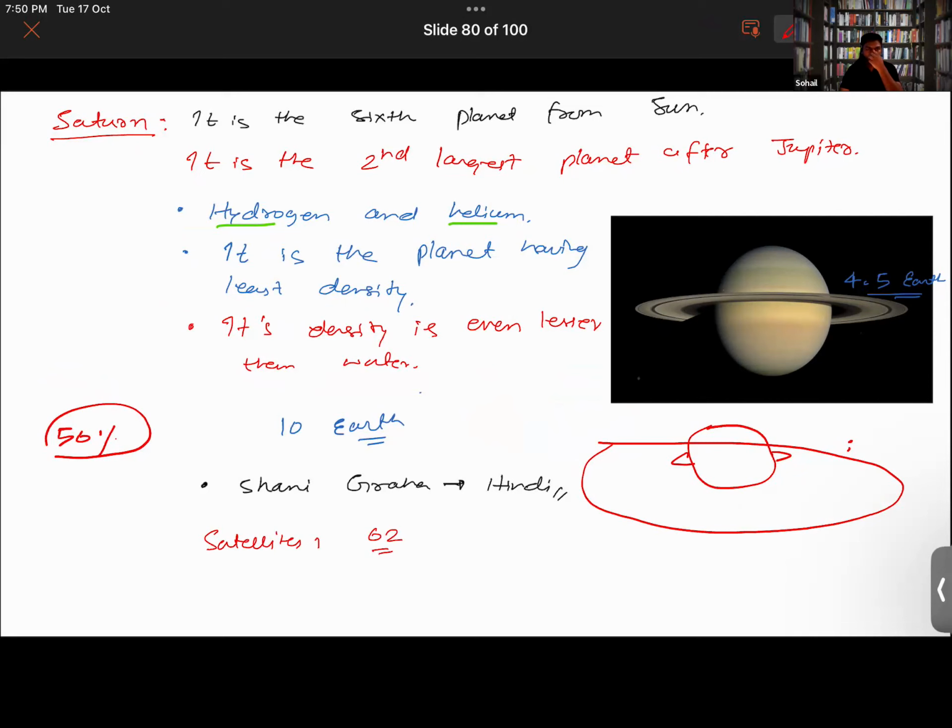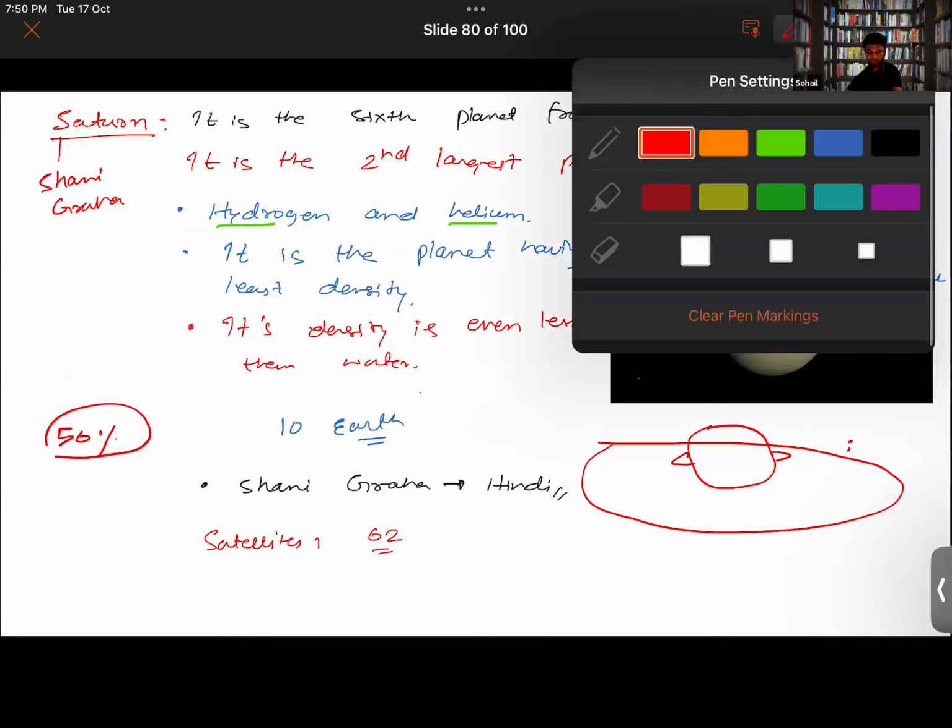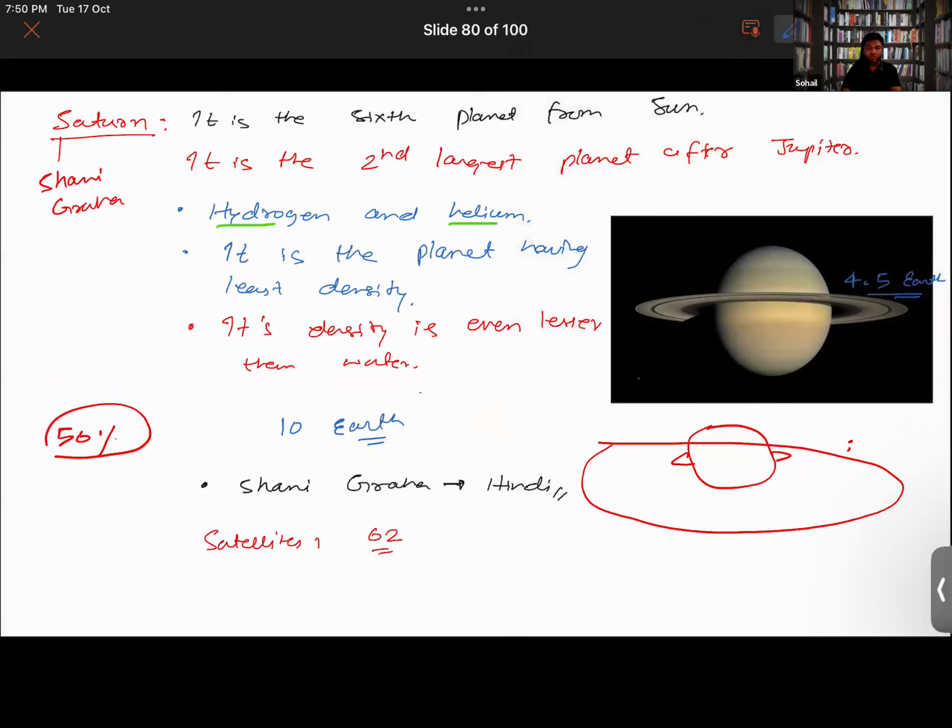Getting it? Okay. We also call Saturn Shani Graha. Since you guys are following NCERT, we can read it, although it is not very important. The Hindi names of planets are not that important.